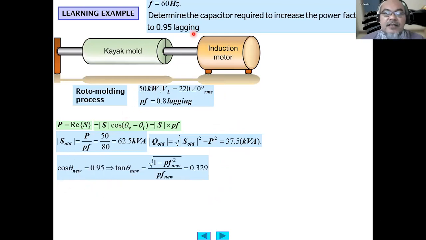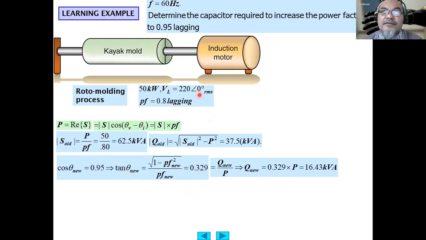And since now we want to increase it to 0.95 lagging, we have to find the theta nu. So from here we obtain tangent of theta nu equals the square root of 1 minus the PF nu squared, divided by PF. Then we obtain 0.329. This is from the formula that we gave in the previous slide.